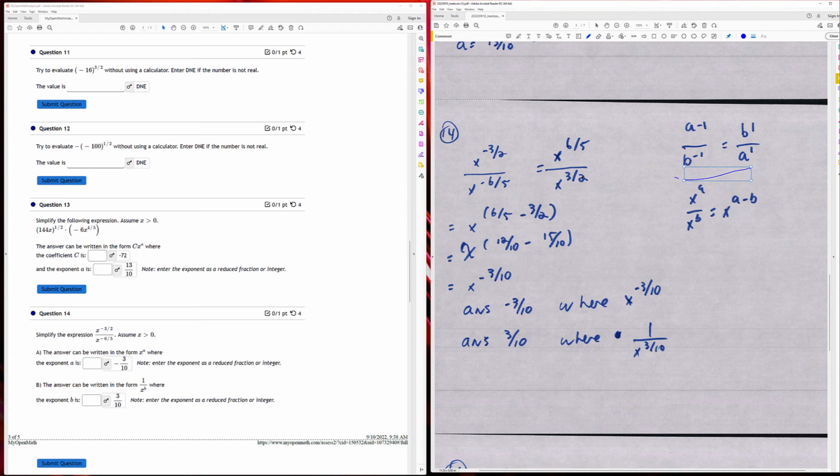And since I'm dividing, I subtract the exponents, 6/5 minus 3/2. They have different denominators, so I'll find a common denominator, and one becomes 12/10. 12/10 minus 15/10 gives me a -3/10. So I have x raised to the -3/10. So for my answers, one answer is x to the -3/10, and the other answer is 1 over x to the 3/10. So there's two possible answers there. And that's number 14.